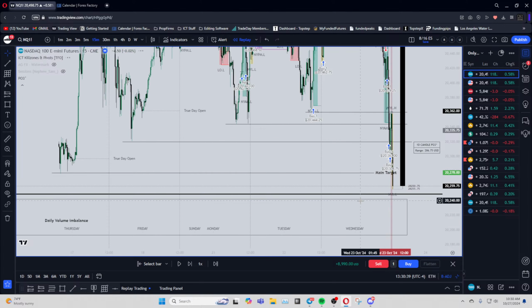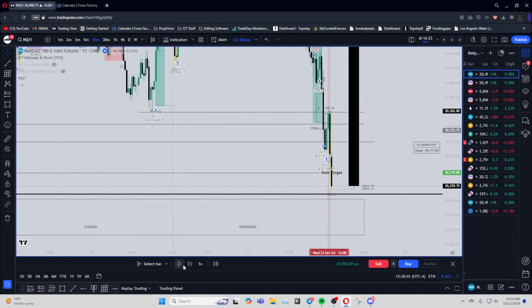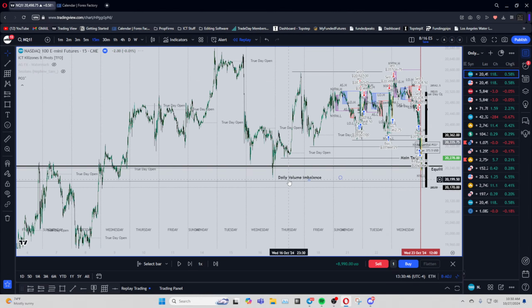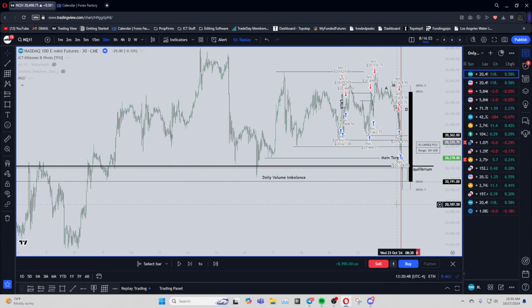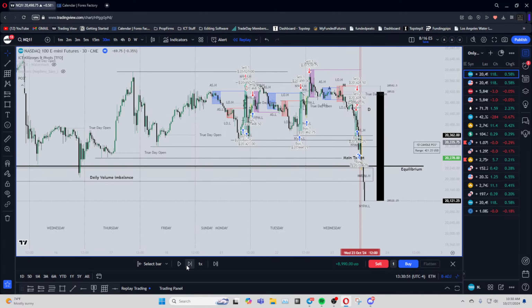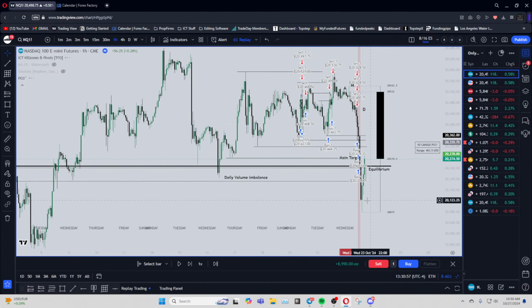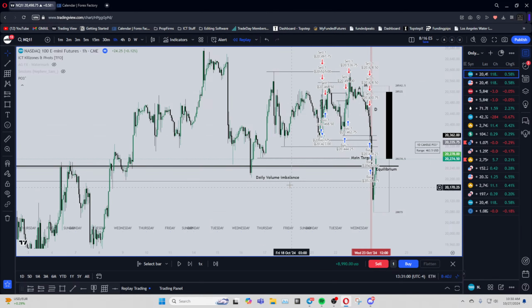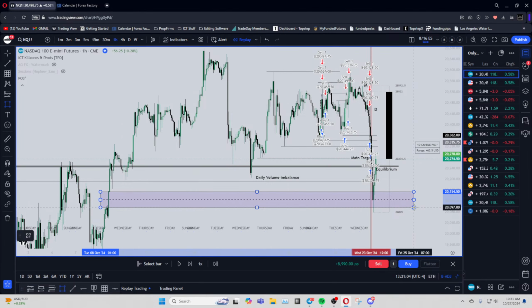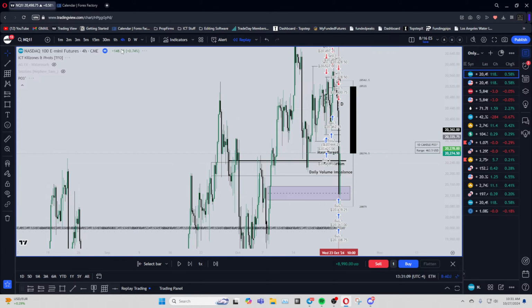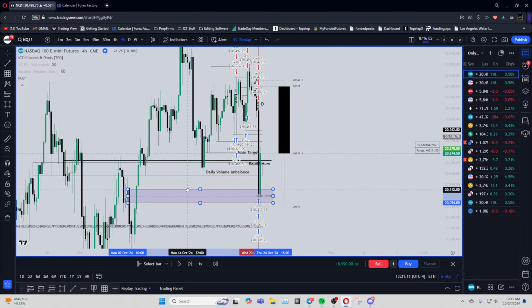So let's see what price does now that we have traded inside of the daily volume imbalance and our equilibrium. Okay, sure, if you go on the higher time frame, yeah, so we sweep out some of these lows over here. We still have respect of this fair value gap in here, 4 hour also.